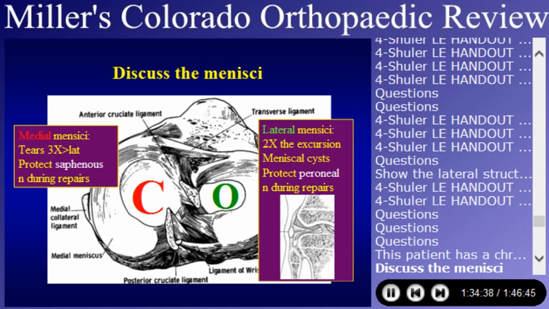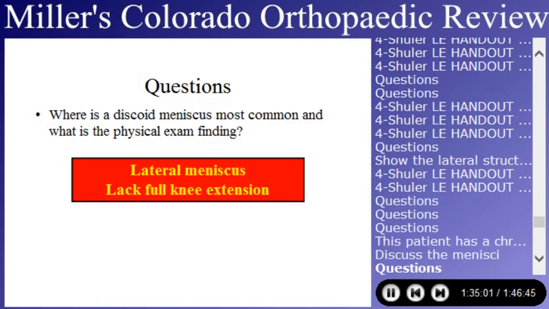Discuss the menisci. Right here. Medial meniscus is more C-shaped, the lateral meniscus more O-shaped. Don't forget the medial meniscus has three times greater tears than the lateral. You protect the saphenous nerve during the repair. The lateral itself has a lot of times a meniscal cyst, and you protect the peroneal nerve during repairs. Do not forget also discoid lateral meniscus, with a physical exam finding of decreased extension of the knee. Discoid meniscus right here, physical exam finding, lack of full knee extension.